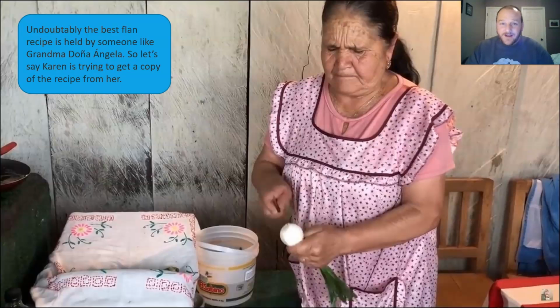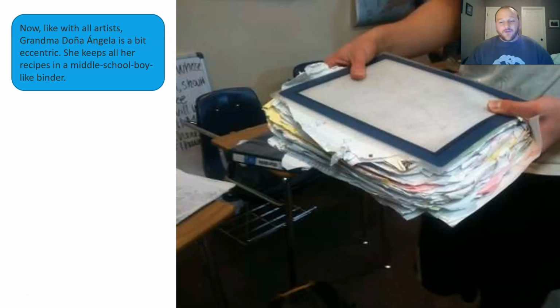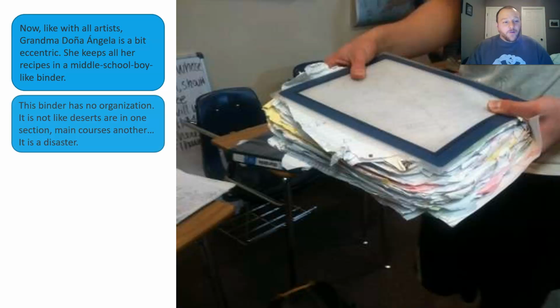Well, first of all, we need to talk in some detail about this recipe, because Doña Angelina is artistic, and artistic people tend to be really eccentric. So she has this ridiculous middle school binder of recipes that she keeps her stuff in. She's not super organized like a lot of people. She's got this absolutely chaotic way of keeping all of her stuff together. Her recipe book has no organization whatsoever. It's not like desserts are in one section and then entrees in another and drinks in another. It's a jumbled mess, just like your best friend in middle school.